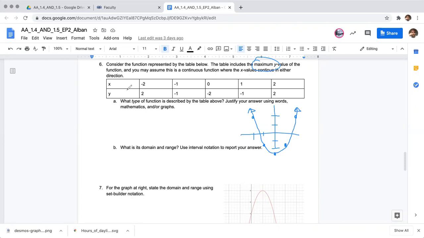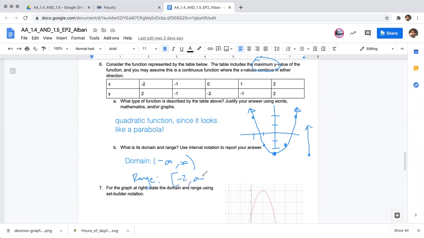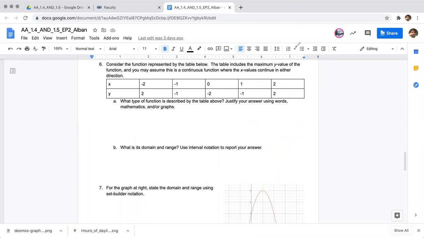And so this is what we would say a quadratic function, since it looks like a parabola. Domain and range. Okay, so domain is, I think this is going to keep going in either direction. So we'd say negative infinity to infinity. And the range is from here up. So the lowest value looks like that's supposed to be negative 2. And the highest value is infinity. So we would write negative 2 to infinity. That's our domain and range there. But that should say minimum value there. So that's my fault.